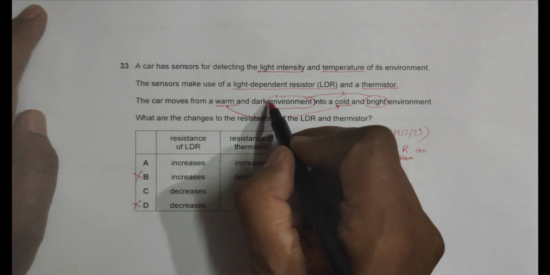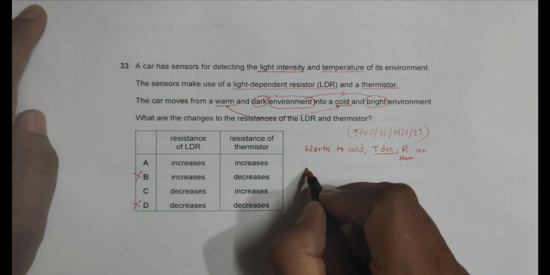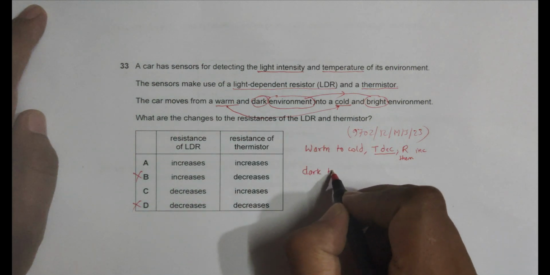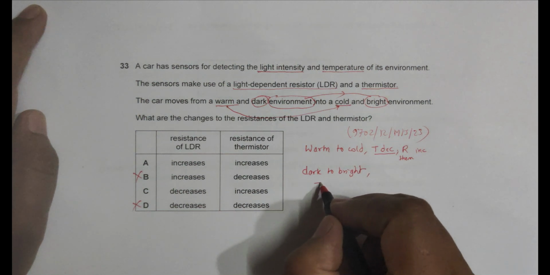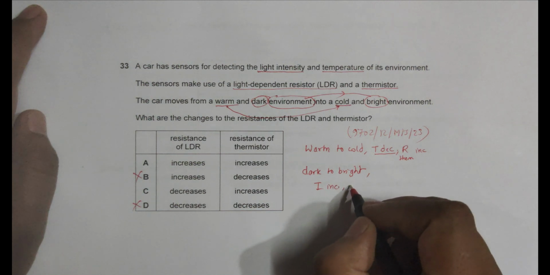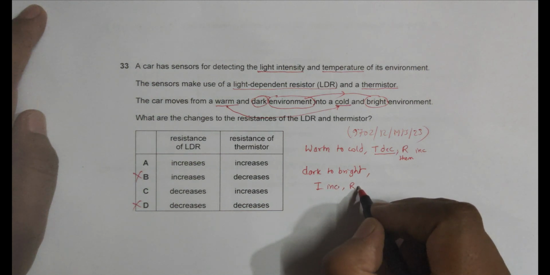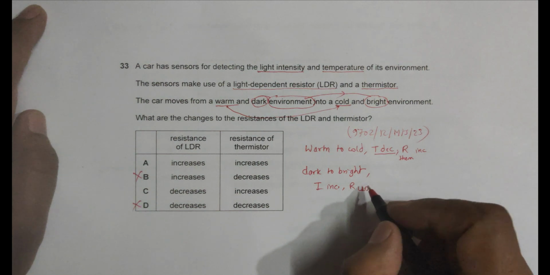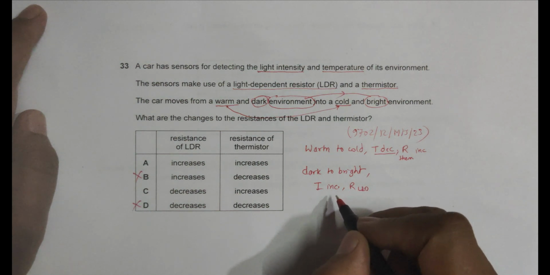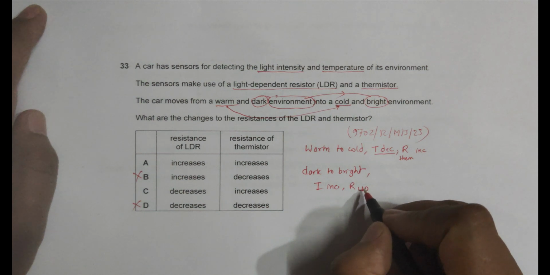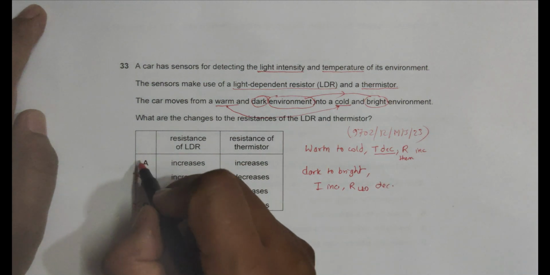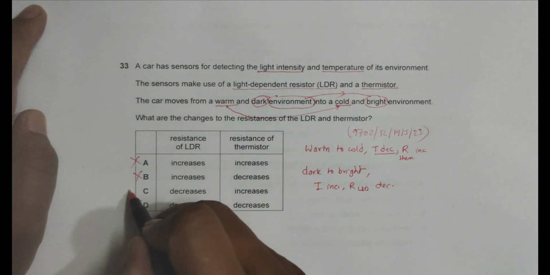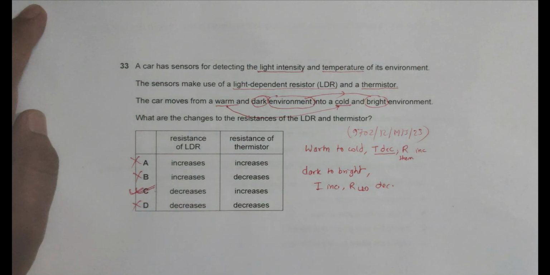Then it is from a dark environment to bright, so it goes from dark to bright. So that means that the light intensity increases, and this should decrease the R, which we call the LDR. This should decrease. The light intensity increases, that's why the resistance of the LDR should decrease. So this means choice number A disqualifies, and choice number C qualifies. So C is the correct choice.